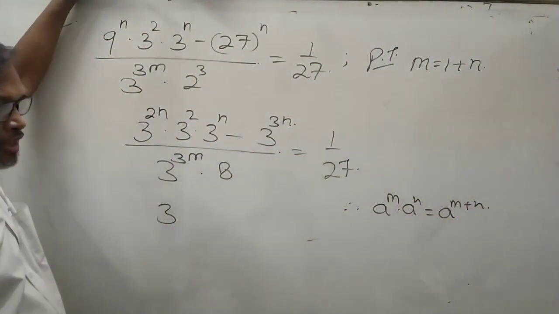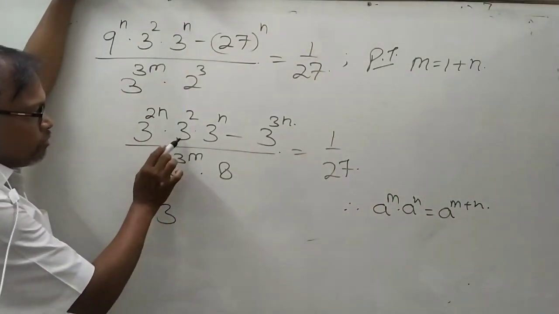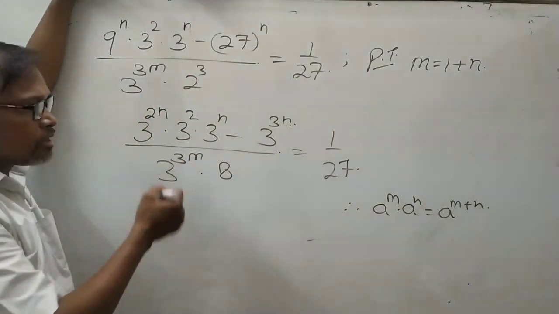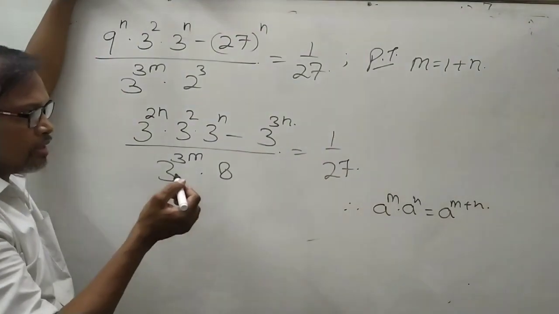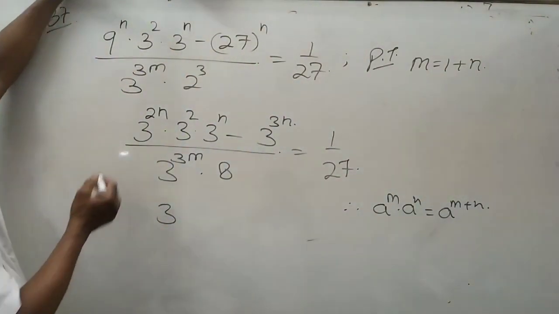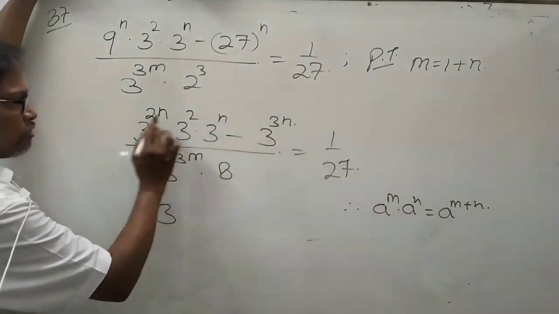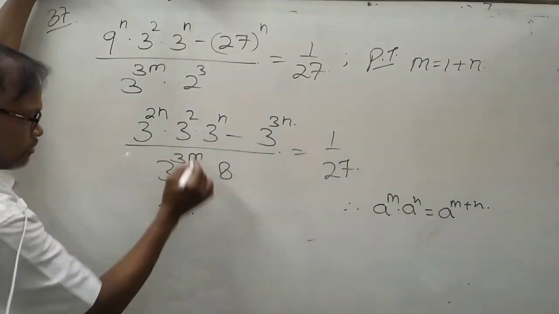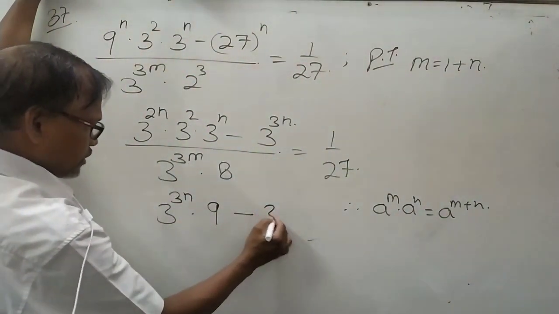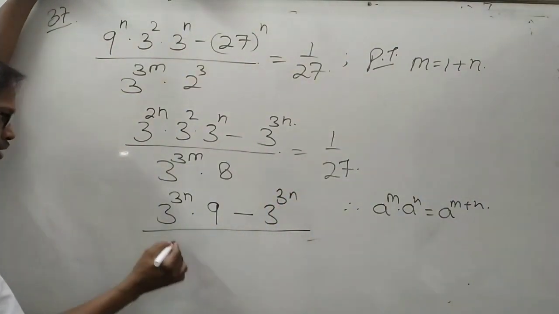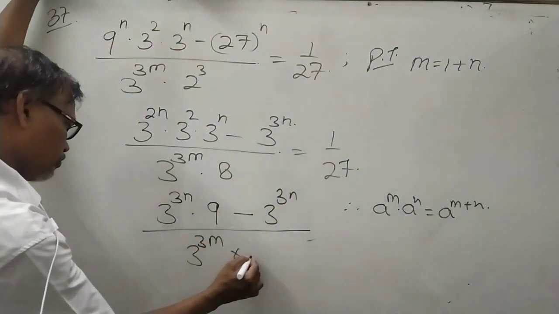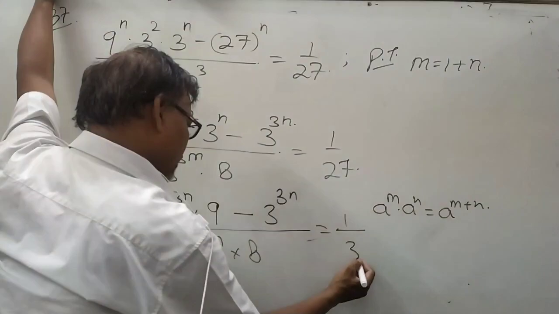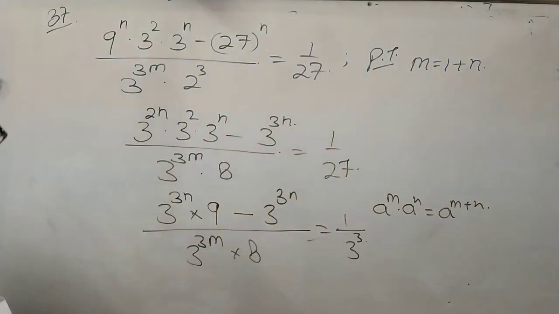But the question arises, if its power can be added, then why not add this 3 square as well? Yes, it may be added, but it is not required according to the condition of the question. Only add these two powers, because 3n you will get, और ये भी 3n है, तो इससे ये कॉमन हो जाएगा. So 3n into 3 square, you can write as 9 minus 3 to the power 3n whole upon 3 to the power 3m into 8, ये भी into is equal to 1 by 27, को हम 3 क्यूब लिखेंगे अभी, क्योंकि पावर कंपेयर हो.